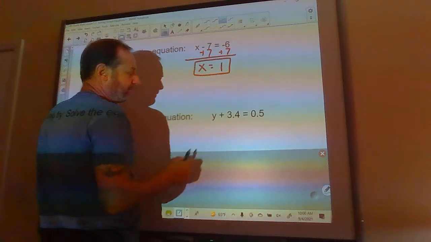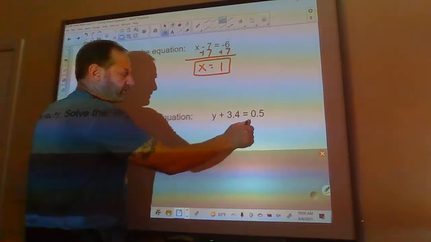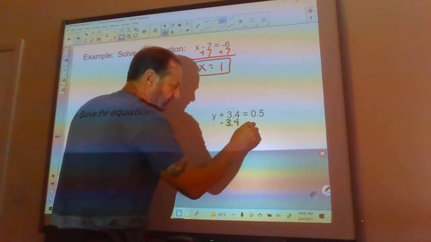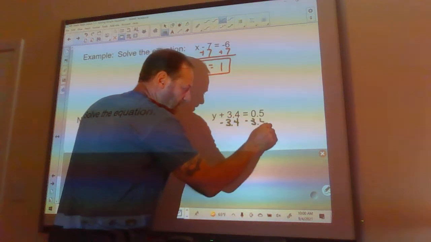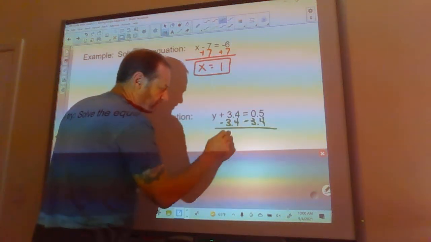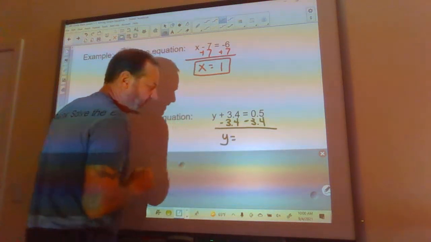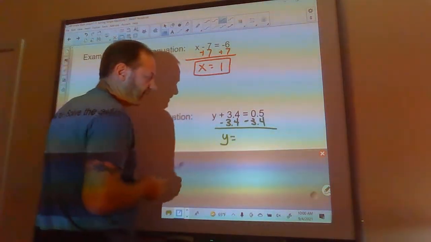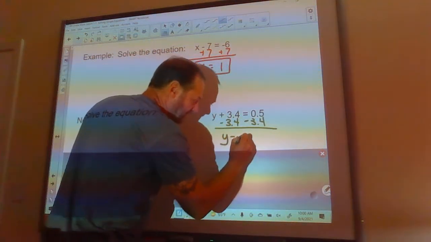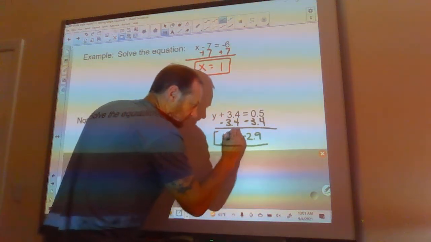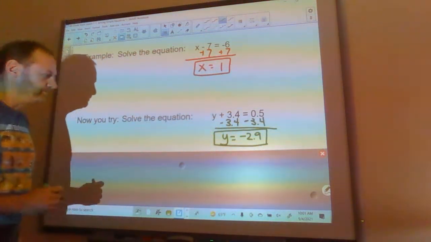Okay, so you got y plus 3.4 is equal to 0.5. So what we're going to do is we're going to subtract 3.4 from both sides of this equation. That's going to make this 3.4 go away here. It's going to leave me with y equals, and then I take 0.5 and I subtract 3.4, and I should get negative 2.9. And I'm done again.